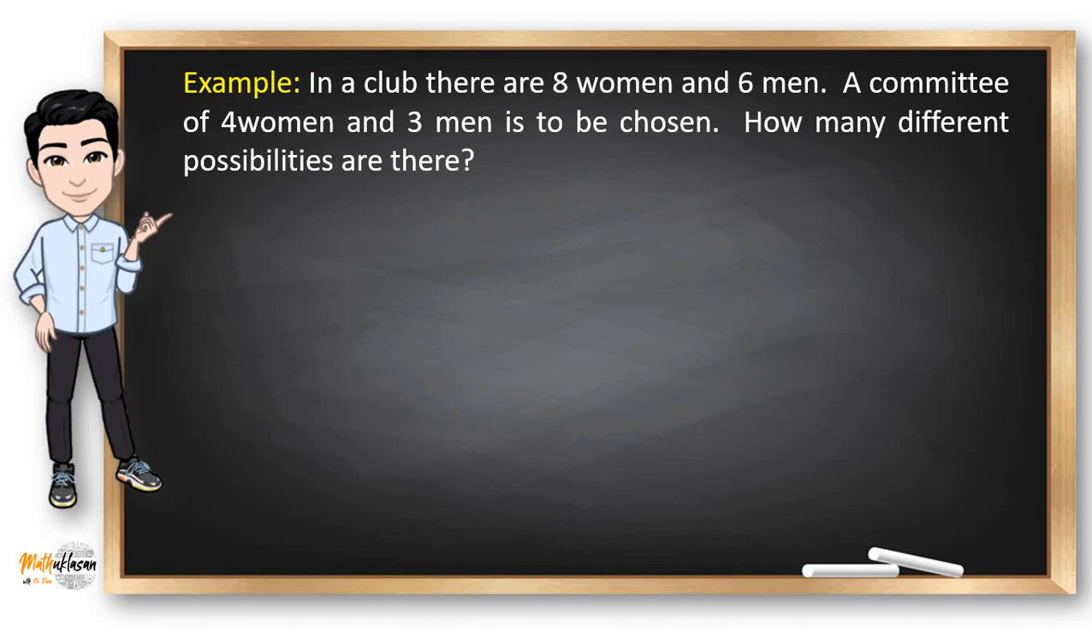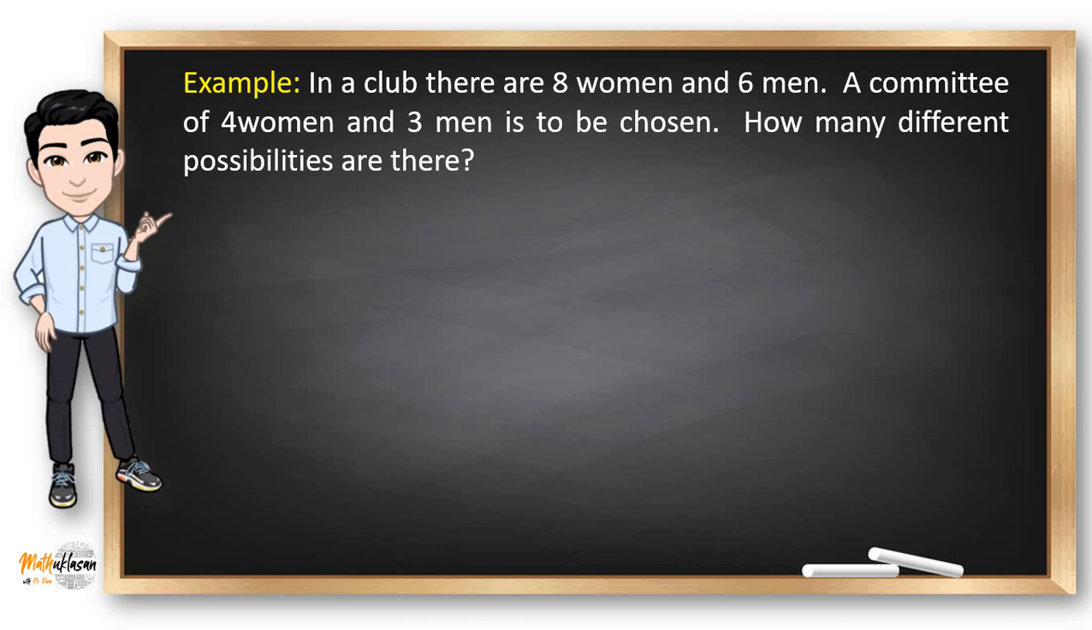Now, how about we level up the problem? So for this example, in a club, there are 8 women and 6 men. Now, a committee of 4 women and 3 men is to be chosen. So notice that we're going to need the counting technique or the counting method here, which is specifically the multiplication rule. So if you want to check out the lesson about the counting methods or the multiplication rule, you just have to browse the playlist under this problem or lesson.